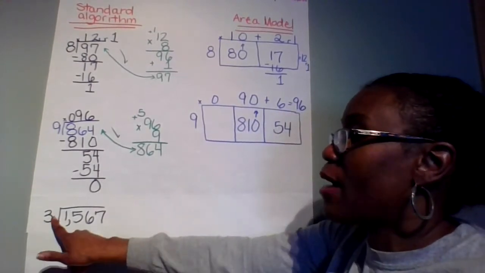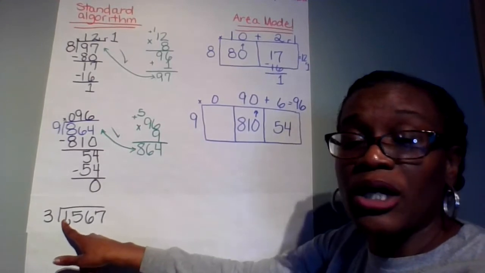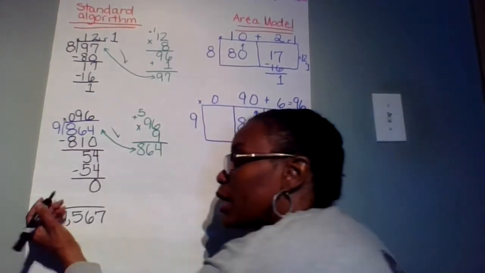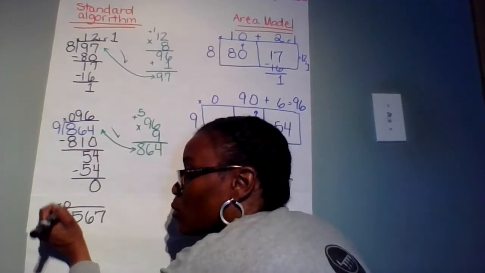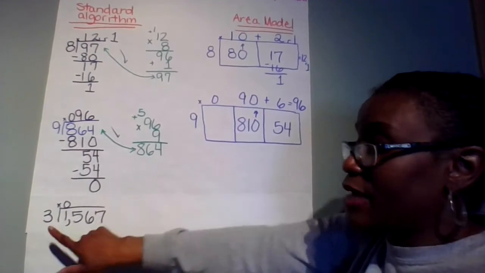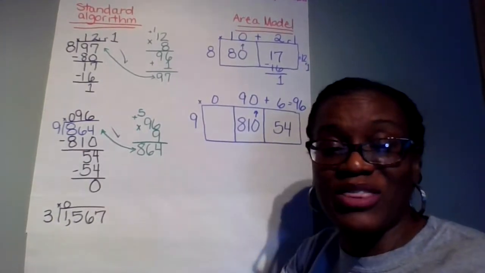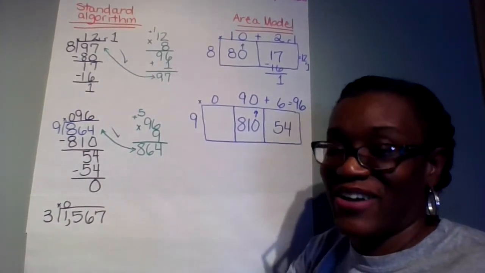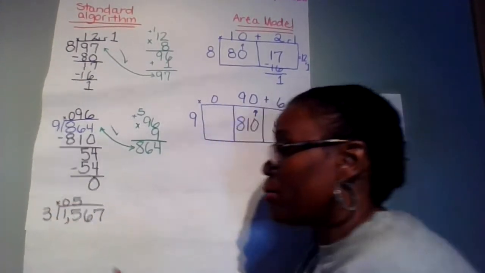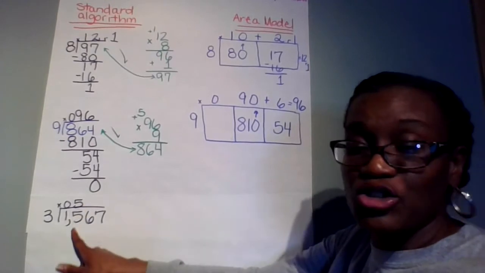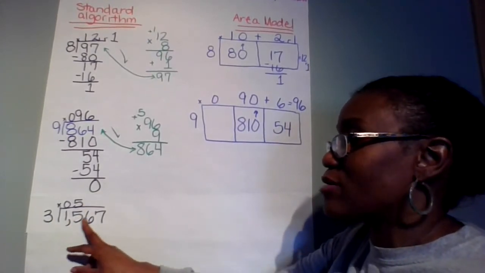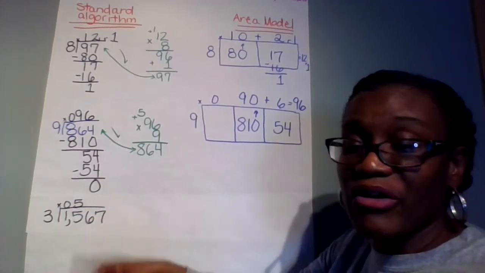So, scholars, how many times can 3 go into 1 without going over? That's right. 3 is bigger than 1, so it cannot go into it. So, we're going to put a 0 there. And now we're going to ask ourselves, how many times can 3 go into 15 without going over? Very good, scholars. 5 times. And remember, because it is in the hundreds column, we're really saying 3 can go into 1,500 500 times.